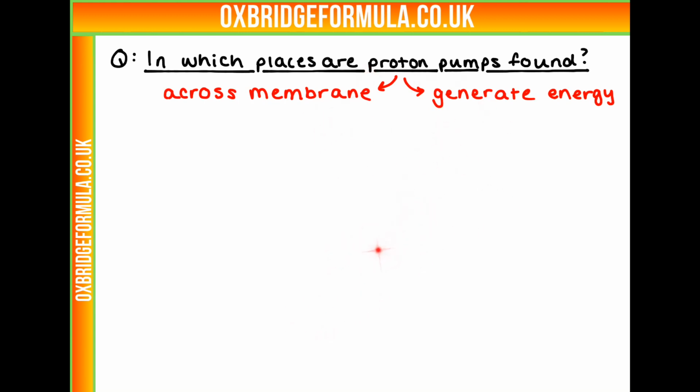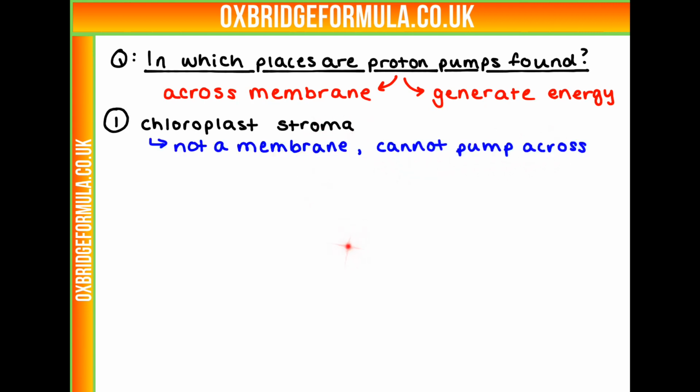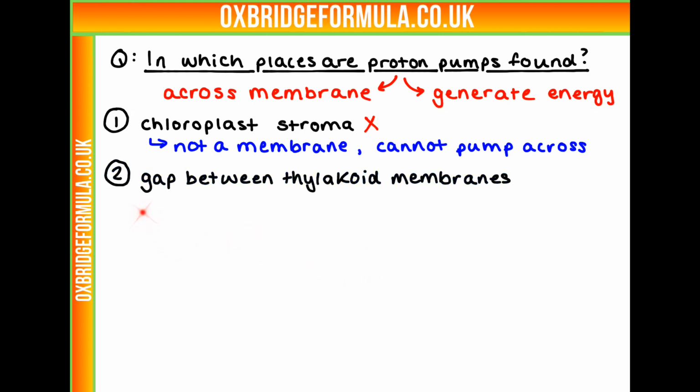So first of all, in the chloroplast stroma, is this a membrane and is it used to generate energy? Well, the stroma is not a membrane, it's just the environment inside the chloroplast, kind of like the cytoplasm. So it's not a membrane, it can't have a proton pump in it because there's nothing to pump across. So this is incorrect.